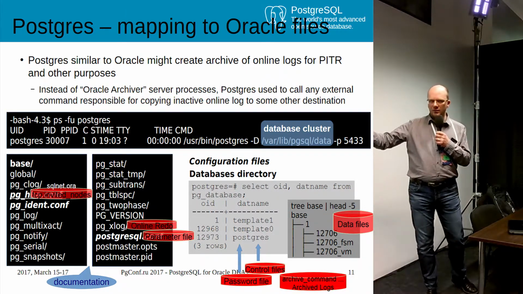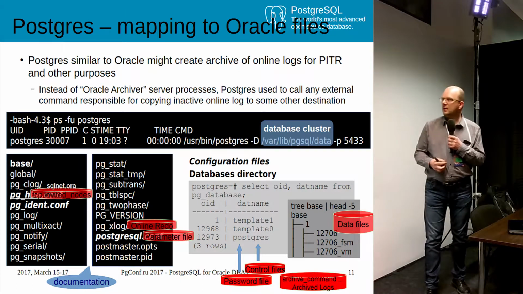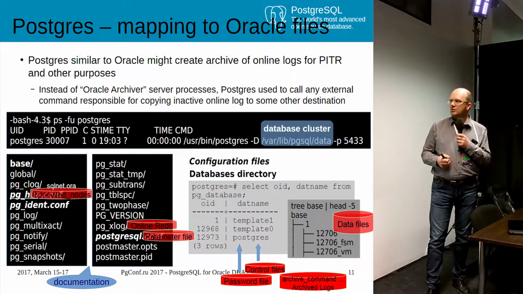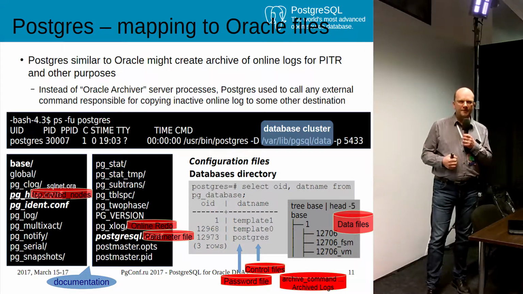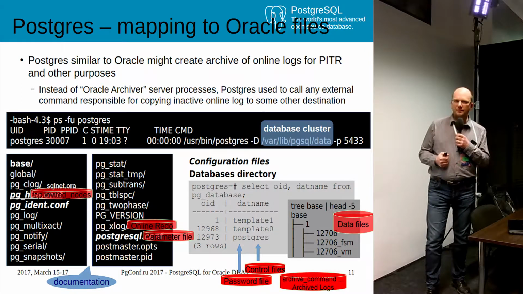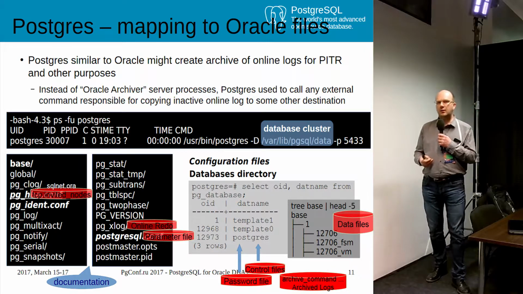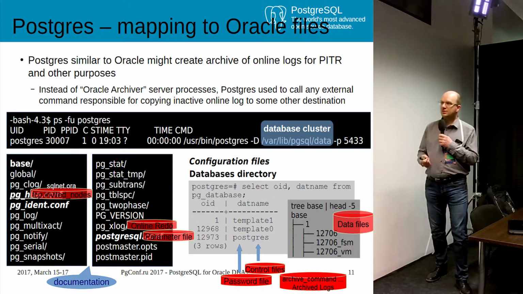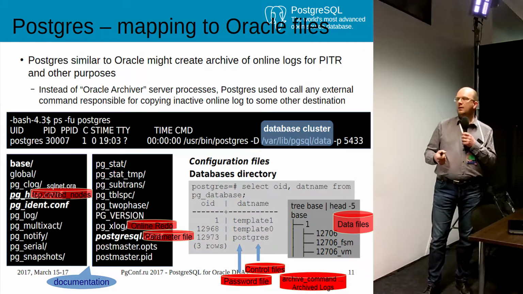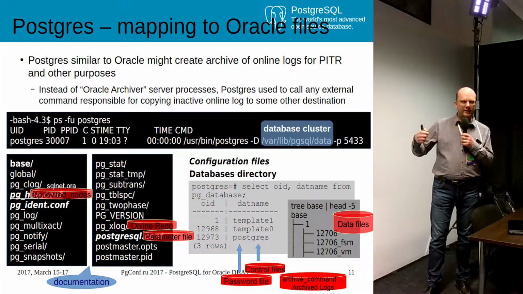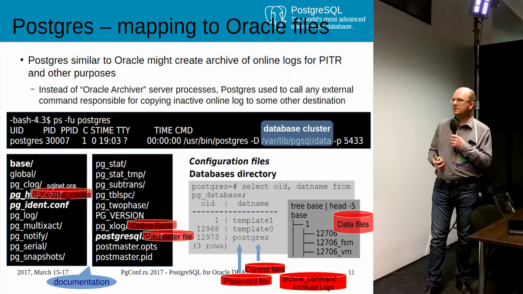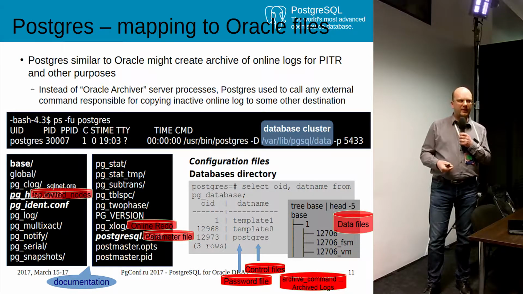There are no archived logs because Postgres handles transaction log archiving in a slightly different way. There is a configuration parameter called archive_command, and instead of having a process responsible for archiving the transaction logs once they are full of data, Postgres simply calls another command defined by you as a DBA to copy the data file somewhere else.